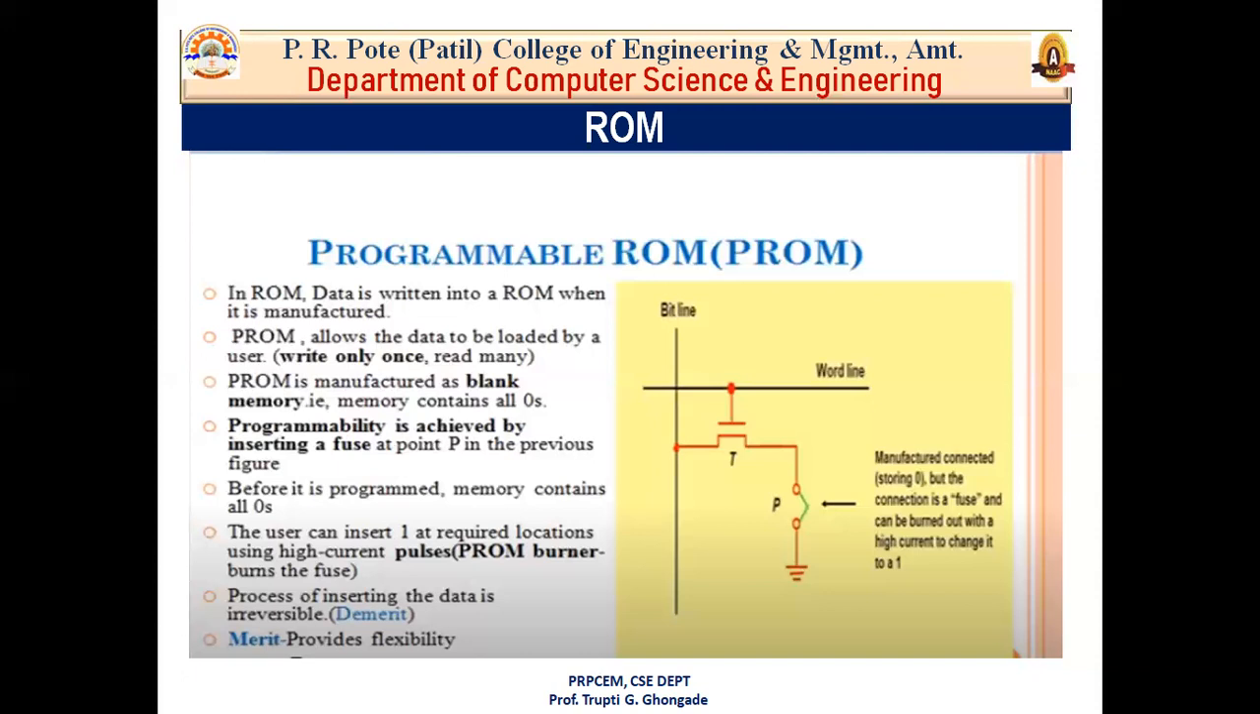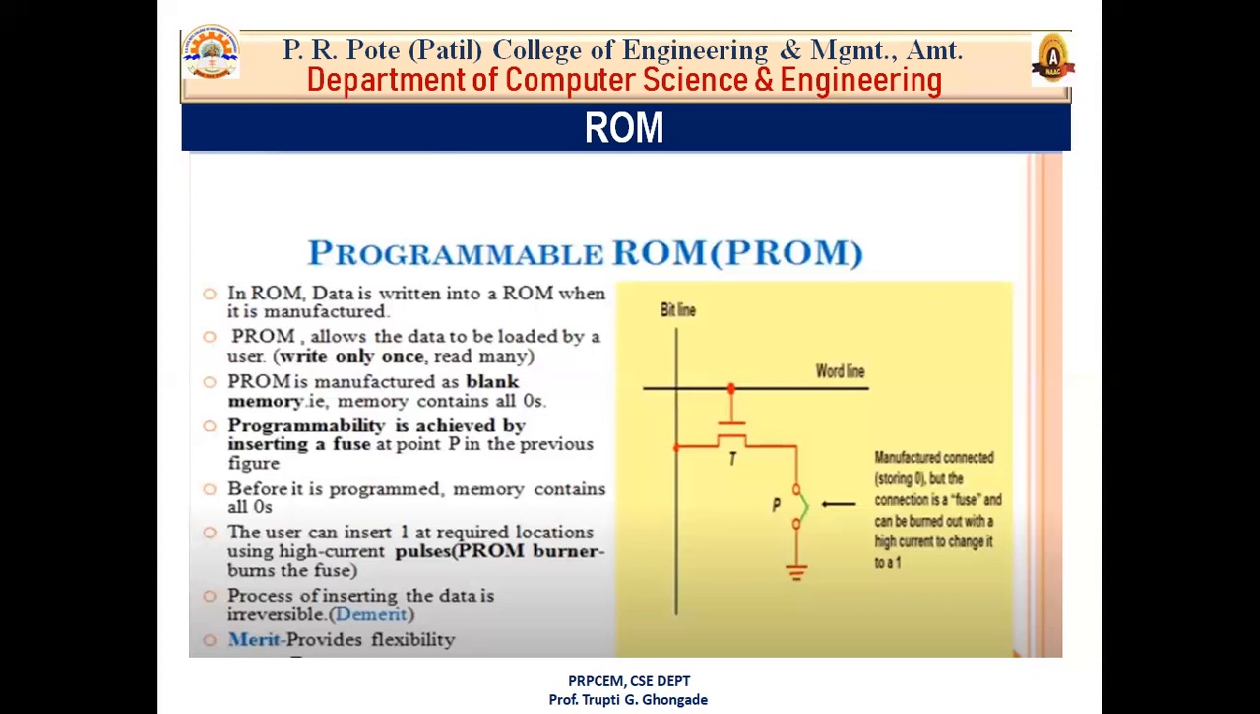So if you need to insert a value 1, then this fuse has to be burnt. So it acts as an open switch. If you want to read a value 1, that time this fuse which is inserted at position P needs to be burnt. So that time it will act as an open switch. So there is no connection between the transistor and ground. And when there is no connection between the transistor and the ground, that time your cell will hold the value 1.